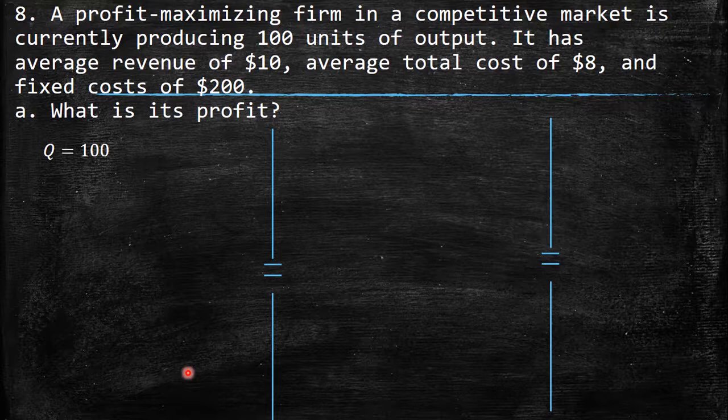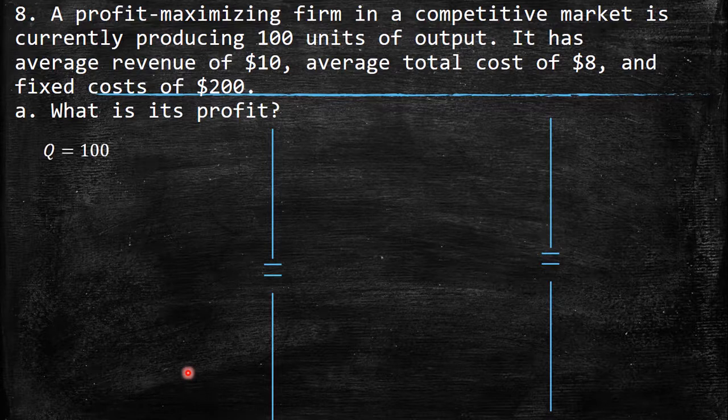Then, what is its profit? Sorry, this one I'm going to read the first part. A profit maximizing firm in a competitive market is currently producing 100 units of output. It has average revenue of $10, average total cost of $8, and fixed cost of 200. So what is its profit?